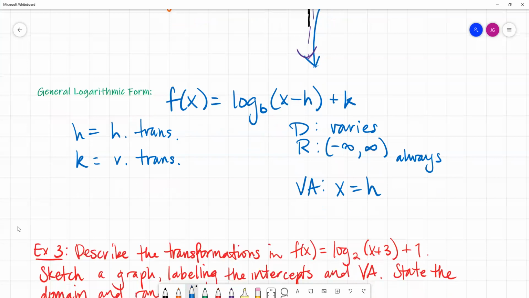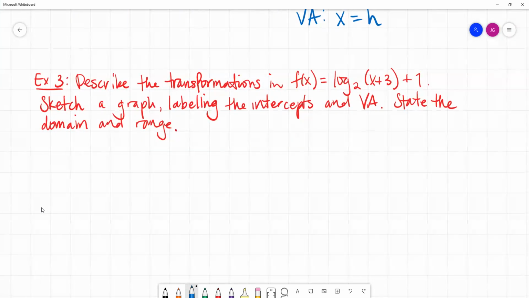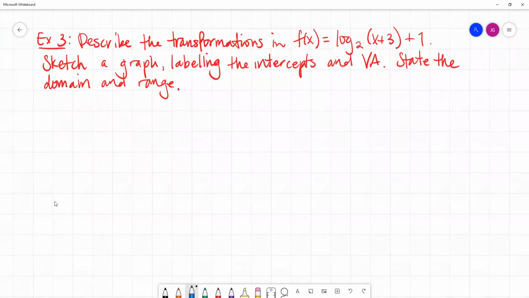All right, let's finish this off. Describe the transformations we see in this function: log base 2 of (x plus 3), plus 1. Then we'll sketch a graph, doing the usual stuff, labeling our intercepts and vertical asymptote, and then stating our domain and range. Okay, so what do we see in this function here?